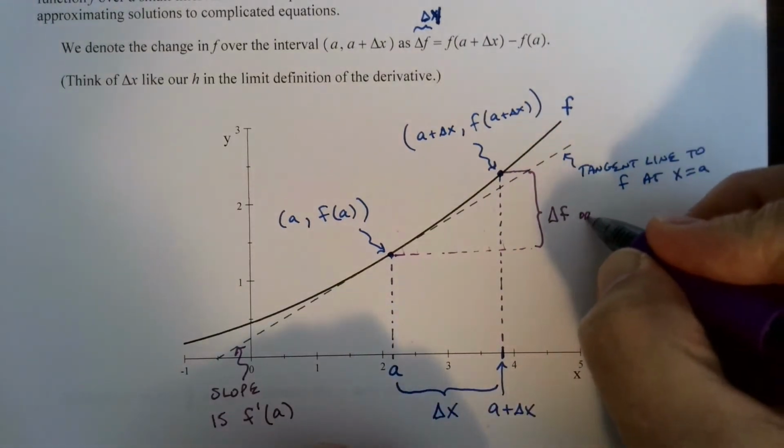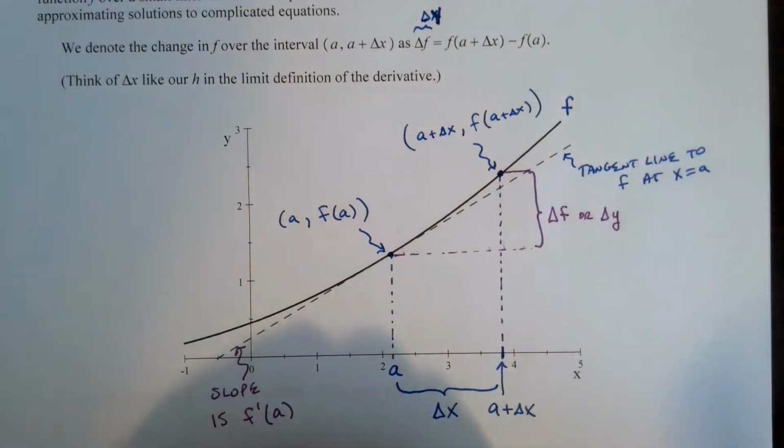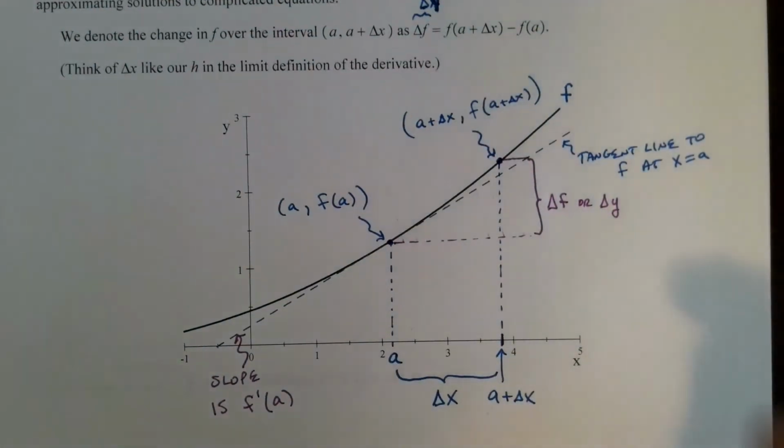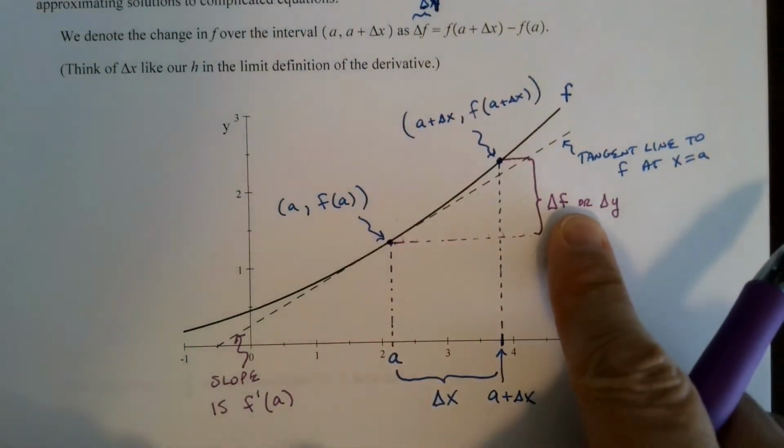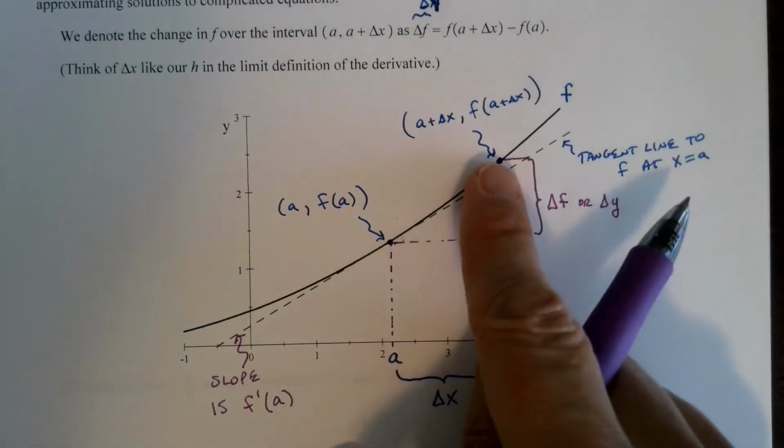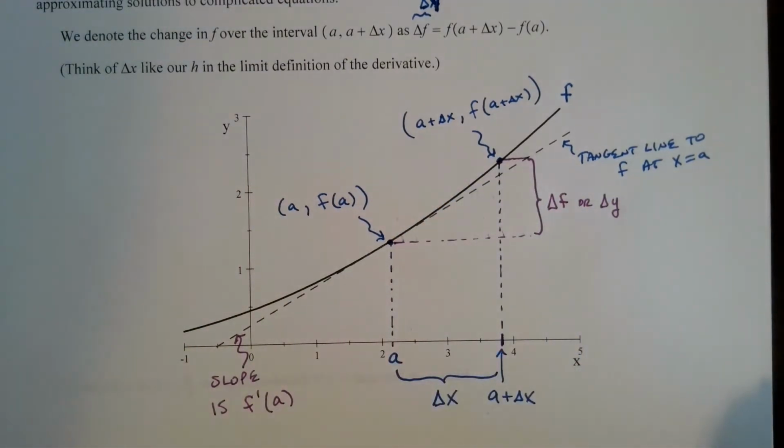Okay, or again, it could be change in y, depending on which notation is used. So the function is y as a function of x, and that's the actual change in the function. Now, what we're going to do here is a linear approximation.